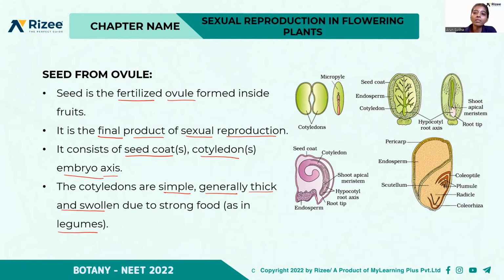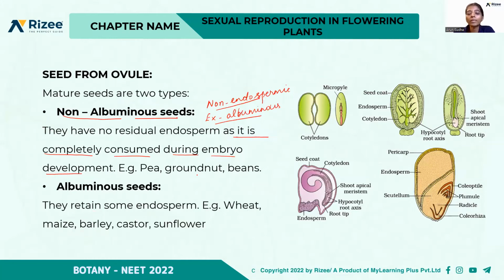The cotyledons are very simple, generally thick and swollen due to the presence of food reserves. Based on the endosperm, that is, whether the mature seeds contain endosperm or not, they are classified into non-albuminous seeds and albuminous seeds. The non-albuminous seeds are also called non-endospermic seeds or ex-albuminous seeds. The examples here are pea, groundnut, and beans.